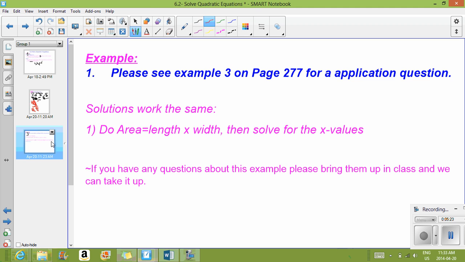The last example I want you to look at is on page 277. It's in 6.2 of your book, and you're going to look at that example 3. It's looking at a word problem where you have to solve with the area equals length times width. It's just like the second example we did. If you have any questions about it, though, make sure you write them down, bring them to class, and maybe we'll take it up together.